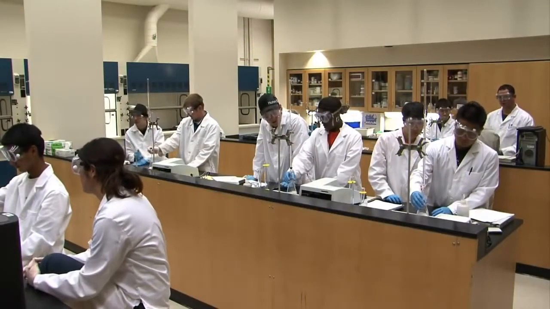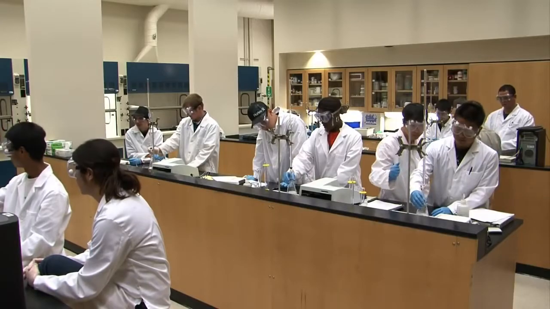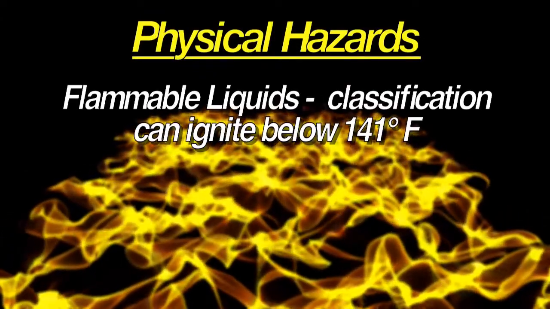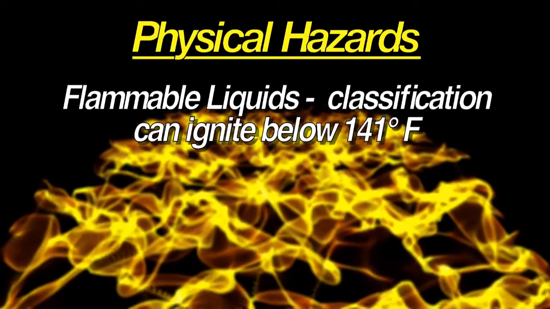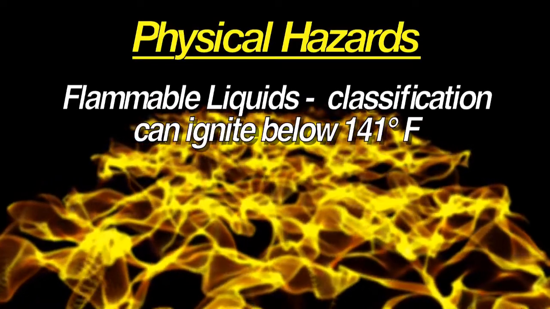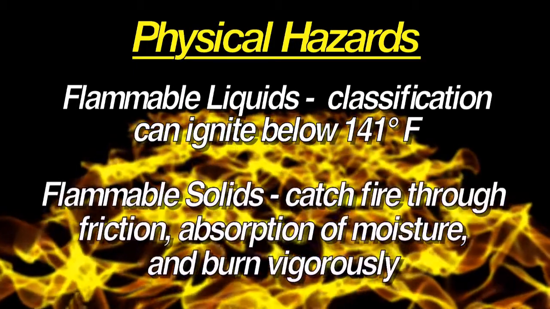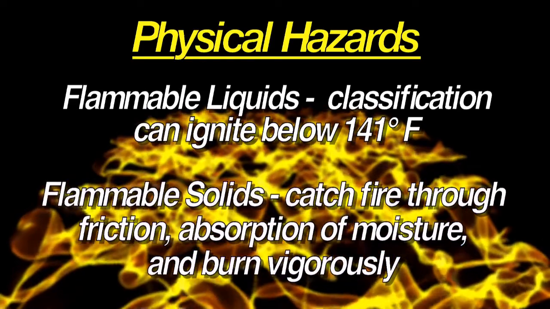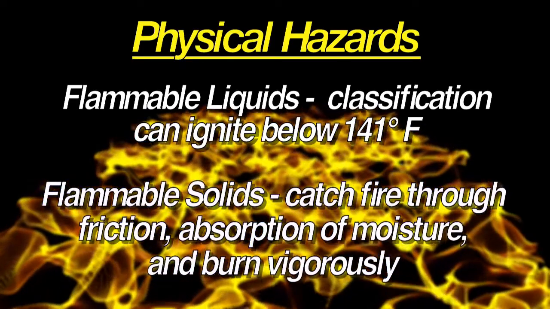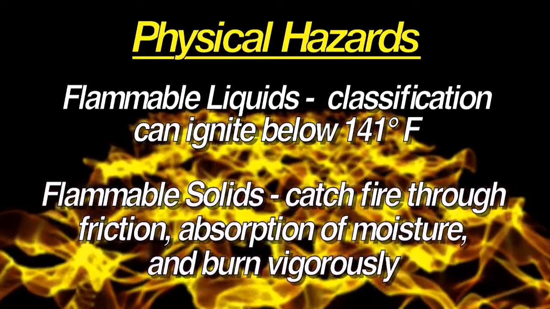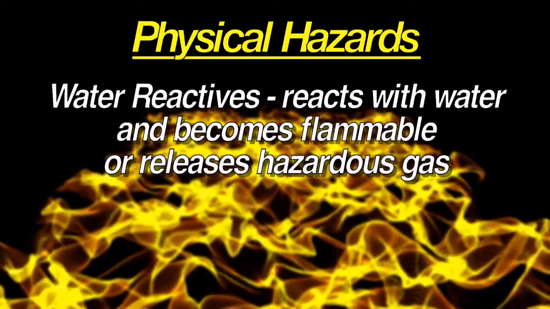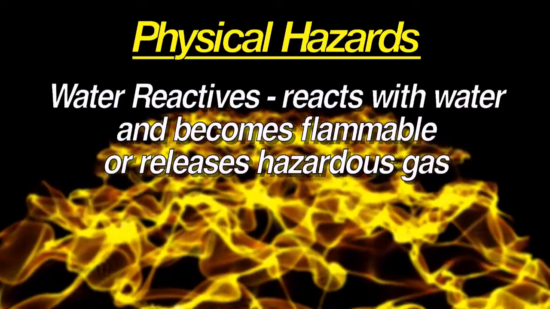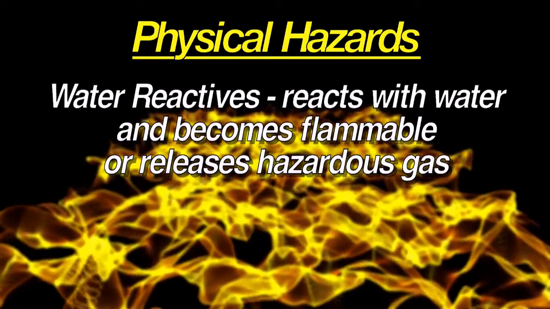The following physical hazards may also be associated with laboratory chemicals. Flammable liquids like alcohols, acetone, and ether classify as chemicals that can ignite below 141 degrees Fahrenheit. A flammable solid like sulfur, magnesium, or aluminum can catch fire through friction, absorption of moisture, and when ignited burns vigorously enough to create a serious hazard. A water reactive means that when the chemical reacts with water, it releases a gas that is either flammable or presents a serious health hazard.